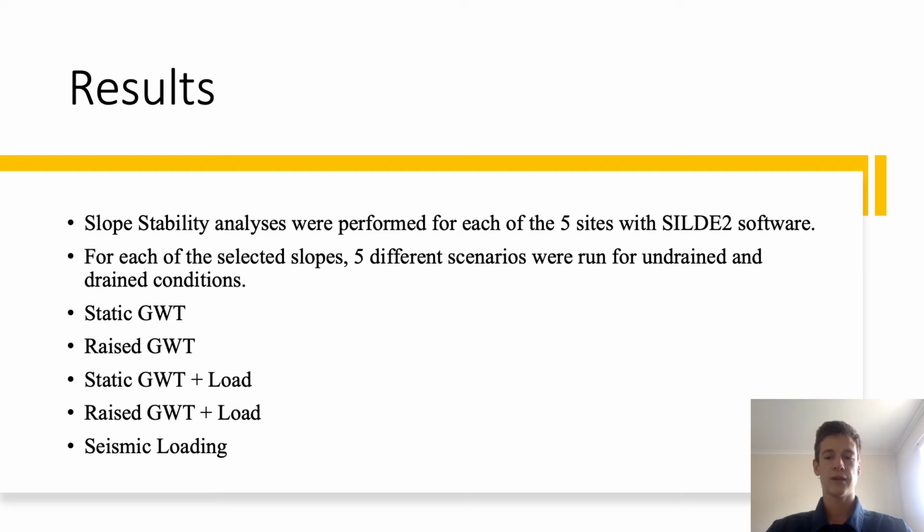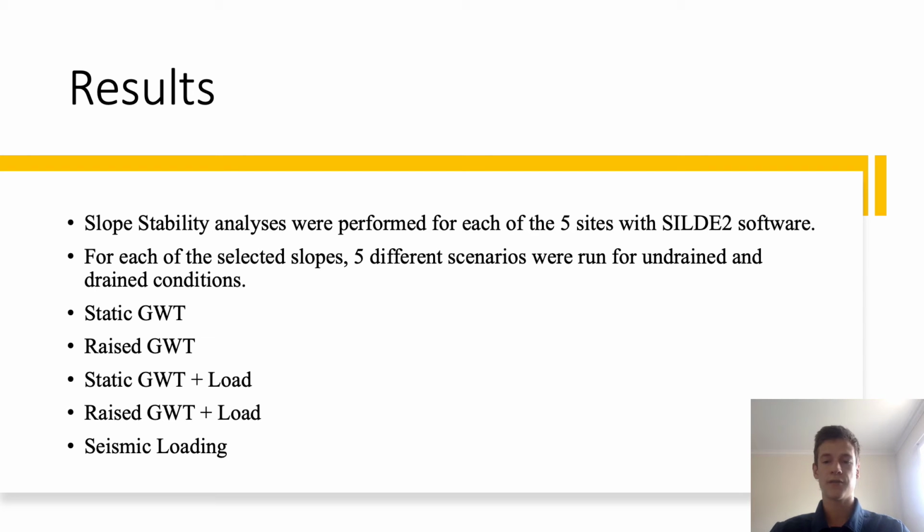With the found correlated parameters for each slope, a slope stability analysis was performed for each of the 5 slope sites. This was done with Slide 2 software. For each of the selected 5 slopes, 5 different scenarios were run for undrained and drained conditions. The first scenario was a static groundwater table, which represented a base scenario for comparing other analyses. Next, a raised groundwater table was used to simulate a scenario where excess rainfall and flooding causes the groundwater table within the slope to rise.